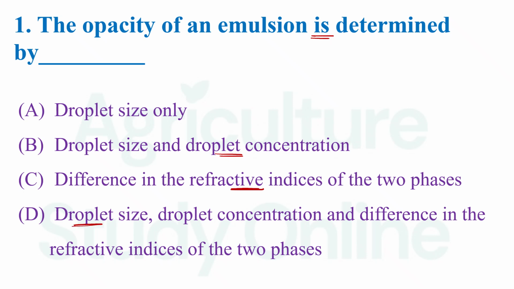Fourth option, that is droplet size, droplet concentration, difference in the refractive index of the two phases. So the correct option should be D. Droplet size tells us how the light scatters. Droplet concentration means how many particles scatter the light, and the refractive index difference tells the strength of the scattering. So the correct option should be option number D.